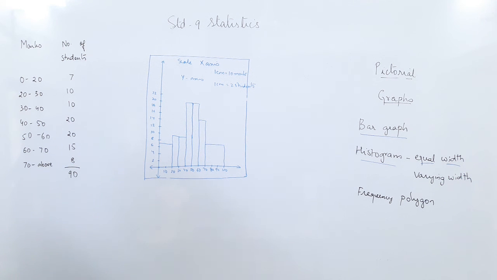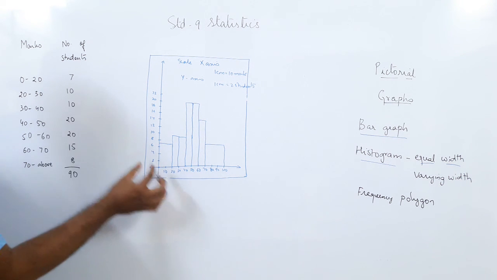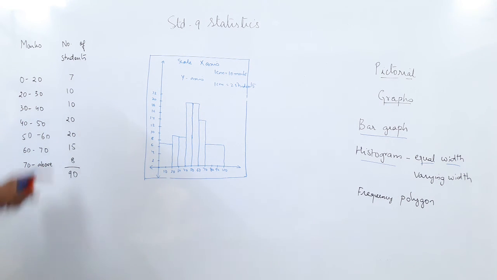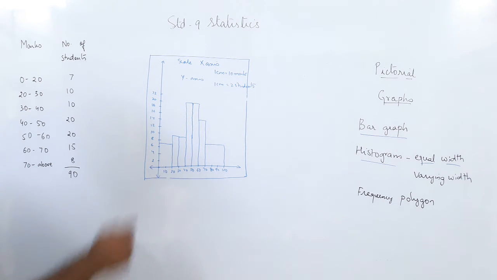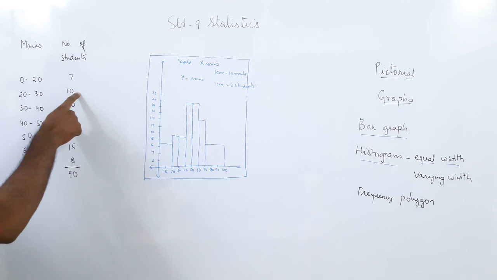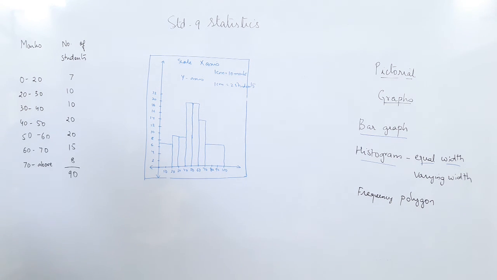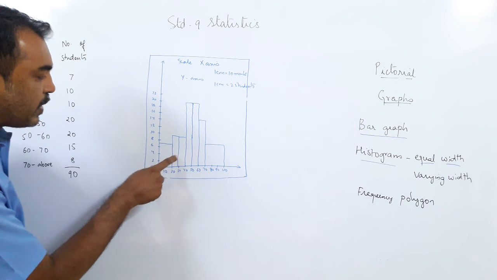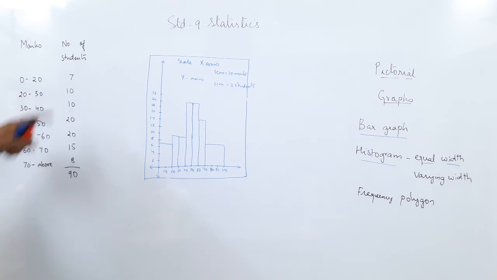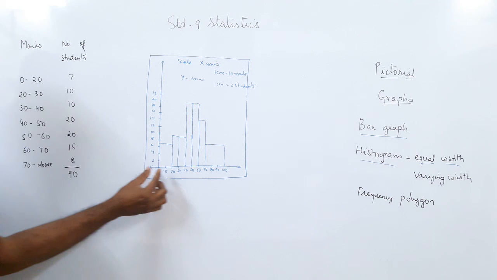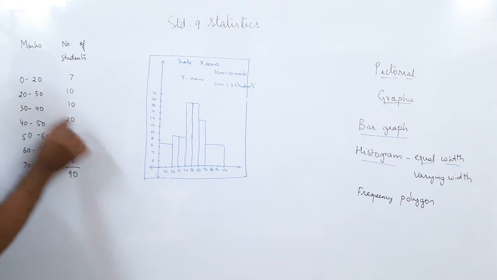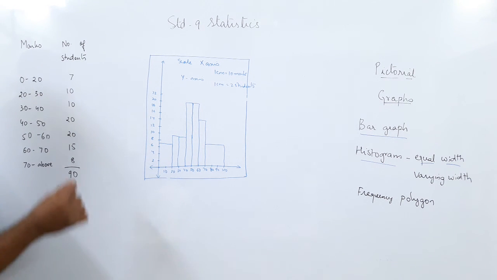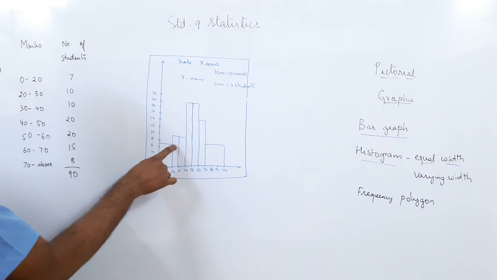Let us see. There are 7 students between 0 and 20, so I took 7. And there are 10 students between 20 and 30. So this is 7 and this is 10. So this has to be smaller than this. But compare the area. You will find the area of this part 7 is bigger than the part 10. And why did it happen? Because 0 to 20 has a class width of 20, while 20 to 30 has a class width of 10. So you can see here, this area is bigger than this.